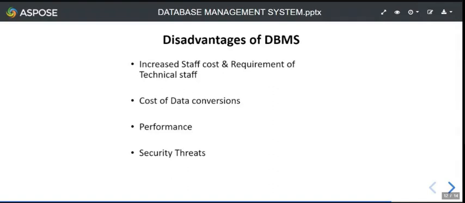A major challenge or disadvantage is performance. The performance is said to be a big disadvantage in database systems because the speed of the database system for small firms and organizations is very slow. Hence, the performance of the database system in small organizations is very poor.